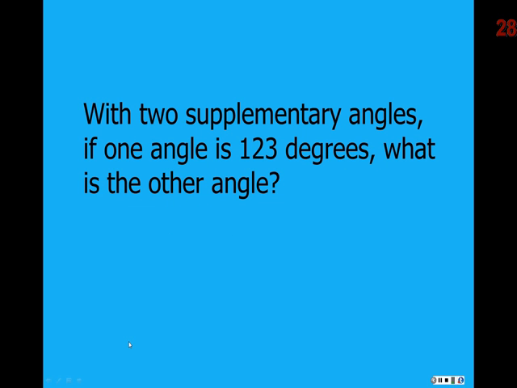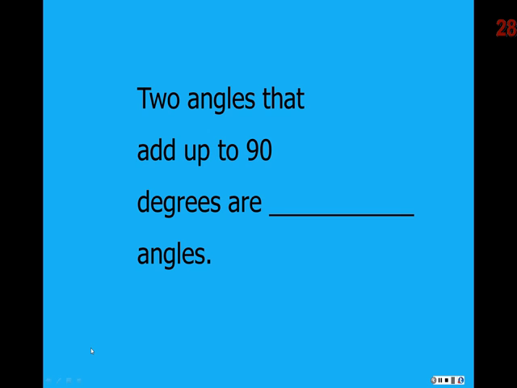With 2 supplementary angles, if one angle is 123 degrees, what is the other angle? You got to figure it out. Do some math. 57 what? Okay. 57 degrees. Don't you dare say millimeter. Okay, 2 angles that add up to 90 degrees are complementary. Good.